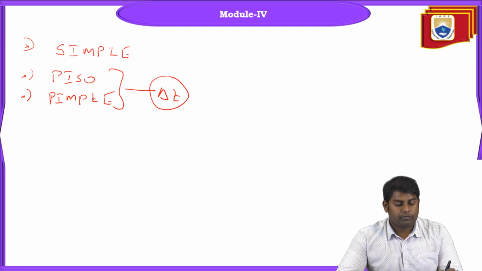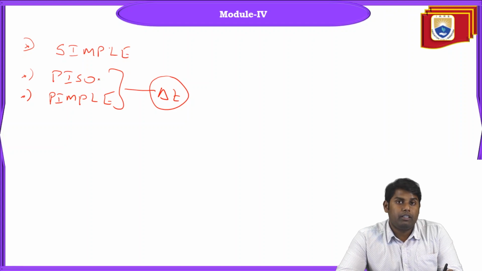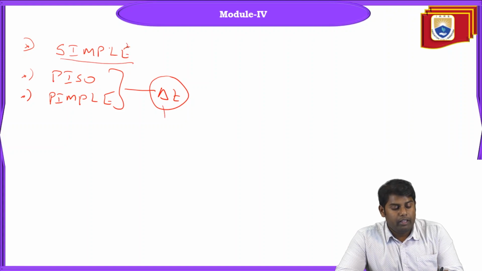When we perform numerical simulation for transient solvers, delta t plays a major role. And for SIMPLE, here you will give the delta t in the sense of the simulation time.